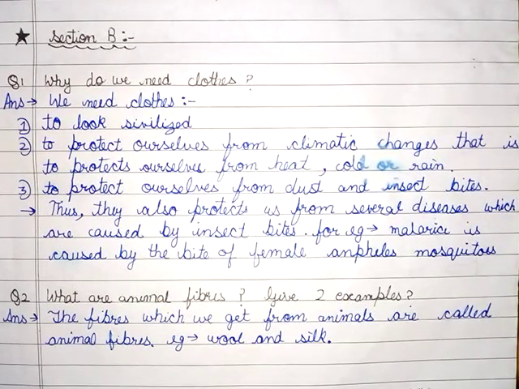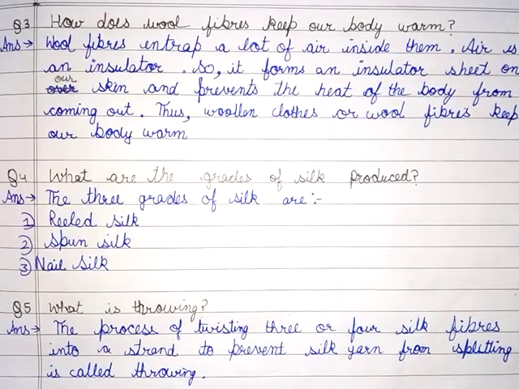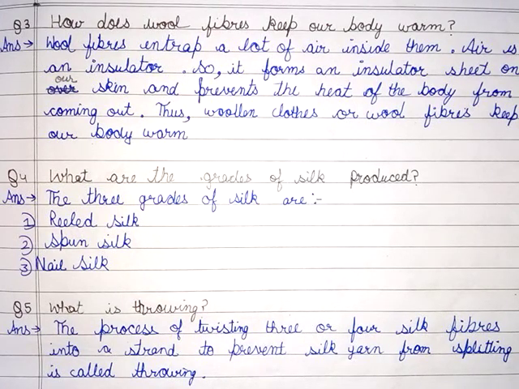Question number 2. What are animal fibers? Give 2 examples. The fibers which we get from animals are called animal fibers. Example, wool and silk. Question number 3. How do wool fibers keep our body warm? Answer. Wool fibers entrap a lot of air inside them. Air is an insulator, so it forms an insulator sheet over our skin and prevents the heat of the body from coming out. Thus, woolen clothes or wool fibers keep our body warm.